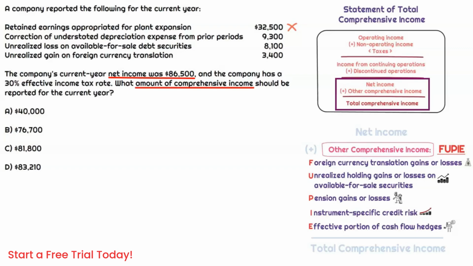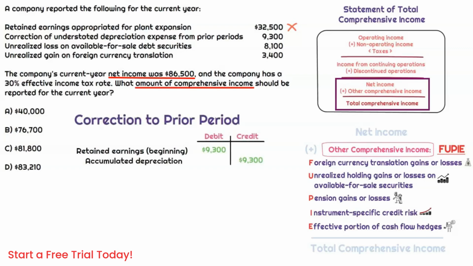And what we need to understand is that when we identify an error that relates to a prior period, well, we need to restate our financial statements. But all we're going to do is record that understated depreciation expense impact of $9,300 as a debit to our retained earnings balance, right? That's going to reduce the beginning retained earnings balance for the current year. So we're going to debit beginning retained earnings or just retained earnings for $9,300.